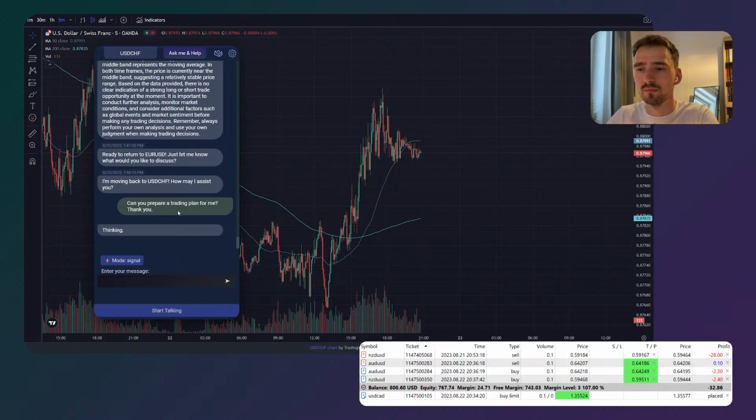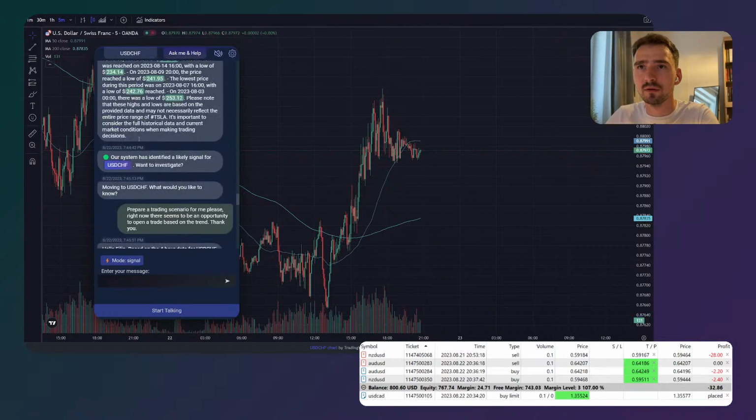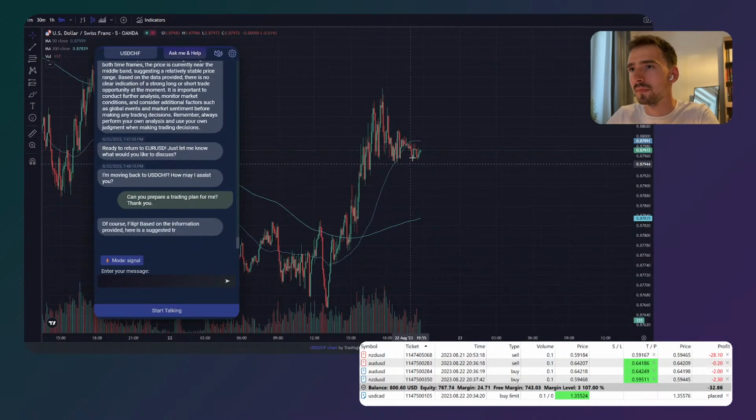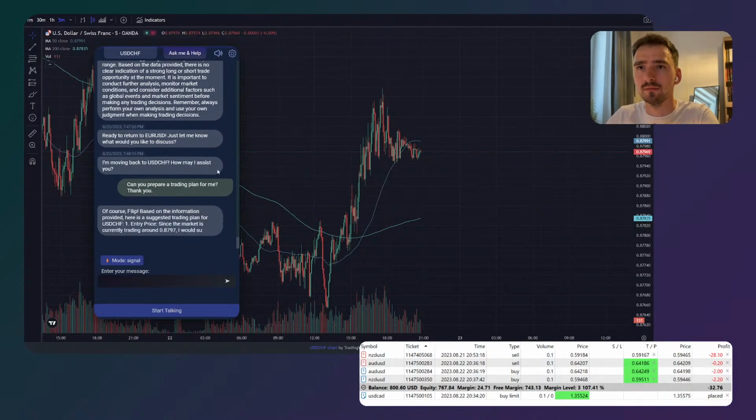For whatever reason, I couldn't push the button. Seems like there was maybe a little bit of a bug. Anyways, let's get this signal we received over here on the Swiss franc. Let's go.